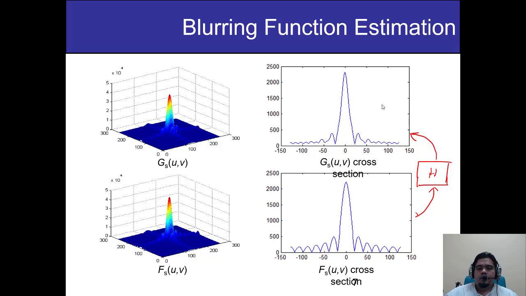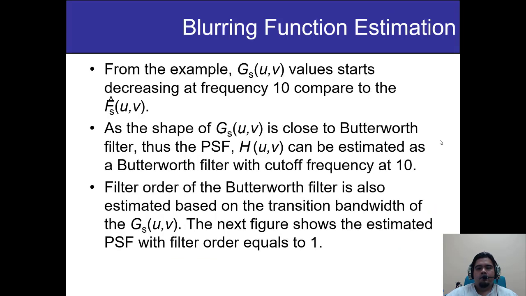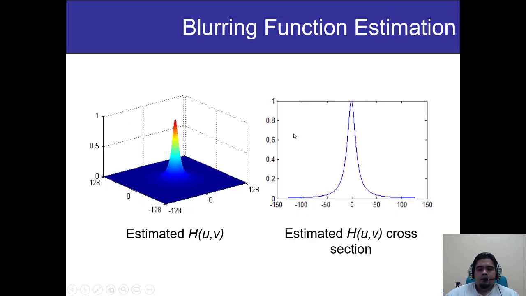So that's how they try to estimate that. They conclude that our degradation function, or blurring function, can be modeled as a Butterworth filter. So it's a Butterworth low pass filter where the cut off frequency is 10. This is how the estimated Butterworth filter looks. Of course, this one again, like I said, is very subjective. But let's say this is the approach that you want to do.